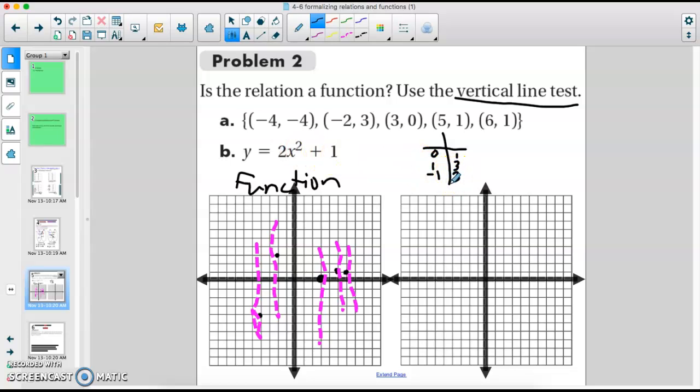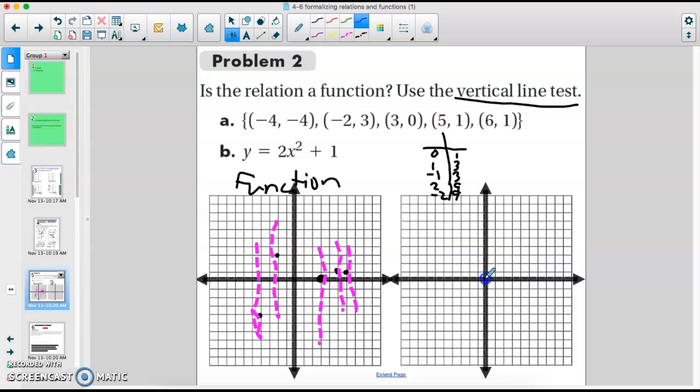Okay, and you'll get the hang of parabolas as we go. Parabolas mirror each other. Okay, so if we do 2, 2 squared is 4. 4 times 2 is 8. Plus 1 is 9. So then, since it's a mirror, then -2 is also going to be 9. All right, and we have enough points to graph here.